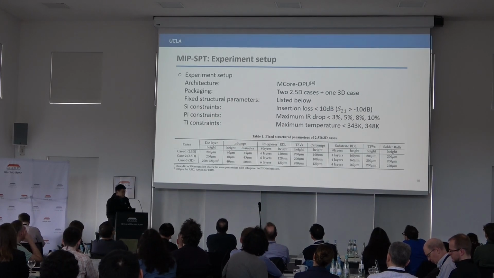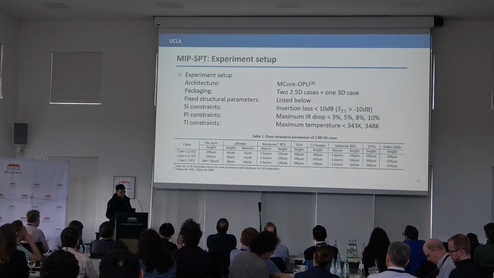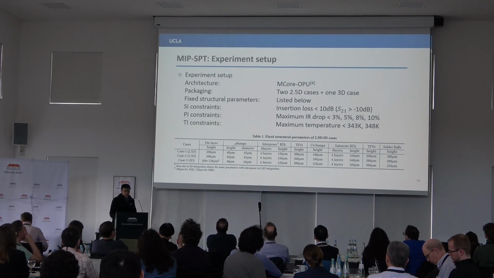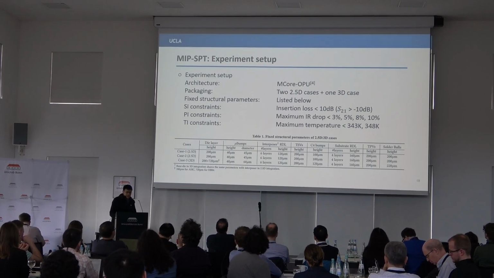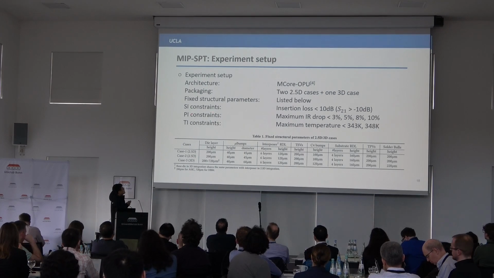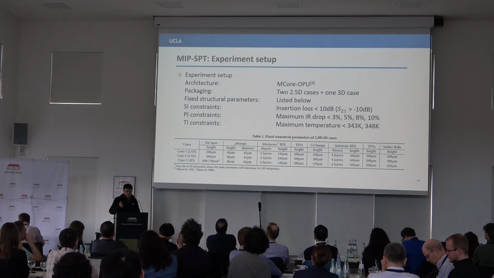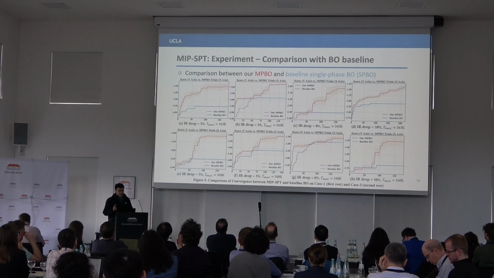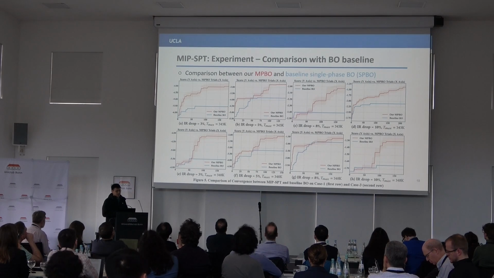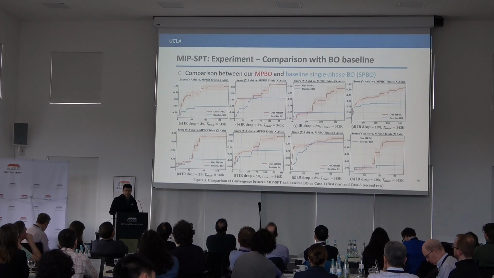Okay, so let's move to the experiment part. We experiment on the MQQ architecture and on 2.5D cases and 1.3D cases. And the phase structure parameters which are not optimized are listed below. And for the SI, PI, and TI constraints, we have several combinations. And here is a comparison between our multi-phase Bayesian optimization and the baseline single-phase BO.